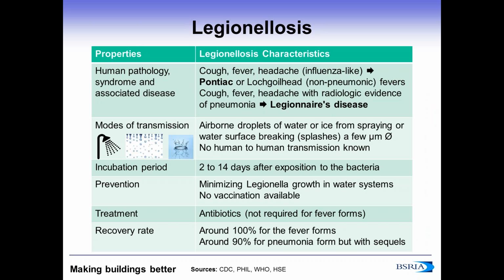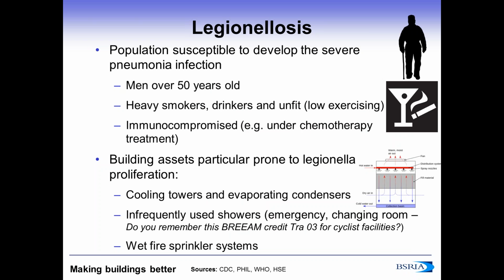The characteristics of legionellosis are summarized in this table. It's important to remember that this is mainly an airborne mode of transmission, by water droplets contaminated with active Legionella bacteria. It is not known to be a human-to-human transmission. The incubation period of up to 2 weeks could make it difficult to identify the time and source of exposure. There is generally a good recovery rate, but some persons are more susceptible than others. These are predominantly older men, heavy smokers, drinkers and unfit people, as well as persons with a reduced immune system.